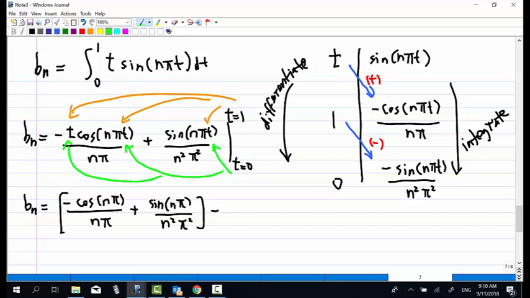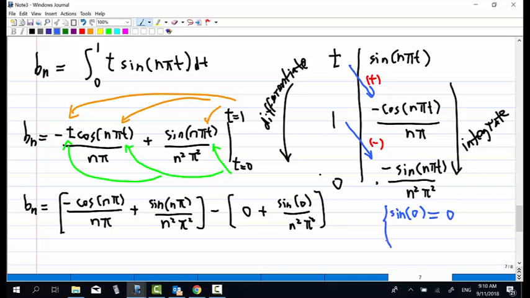You'll find that the second term, when t equals 0, is sine 0 over n squared pi squared. As I mentioned earlier, what is sine 0? Sine 0 is 0. What is sine n pi? We have seen earlier, sine n pi is also 0, for sine pi, sine 2 pi, sine 3 pi. And what is cosine n pi? We'll leave it first. So this is 0 here, and this is 0 here. So Bn is actually minus cosine n pi over n pi.